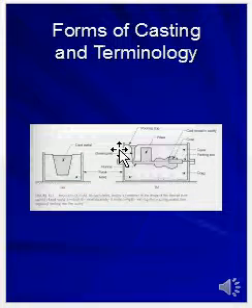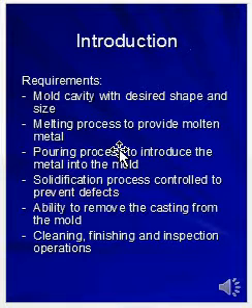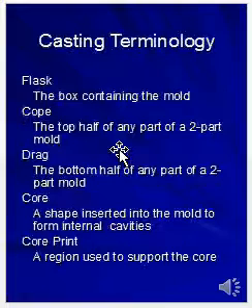These are the forms of casting and the terminology. There are five main elements of the casting process: the first is the pouring basin, then the sprue, then the runner, gates, and the cavity, and finally the riser. These are the requirements: the mold cavity, the melting process, for which a furnace is required, then the pouring process, solidification process, and finally cleaning, finishing, and inspection operations.